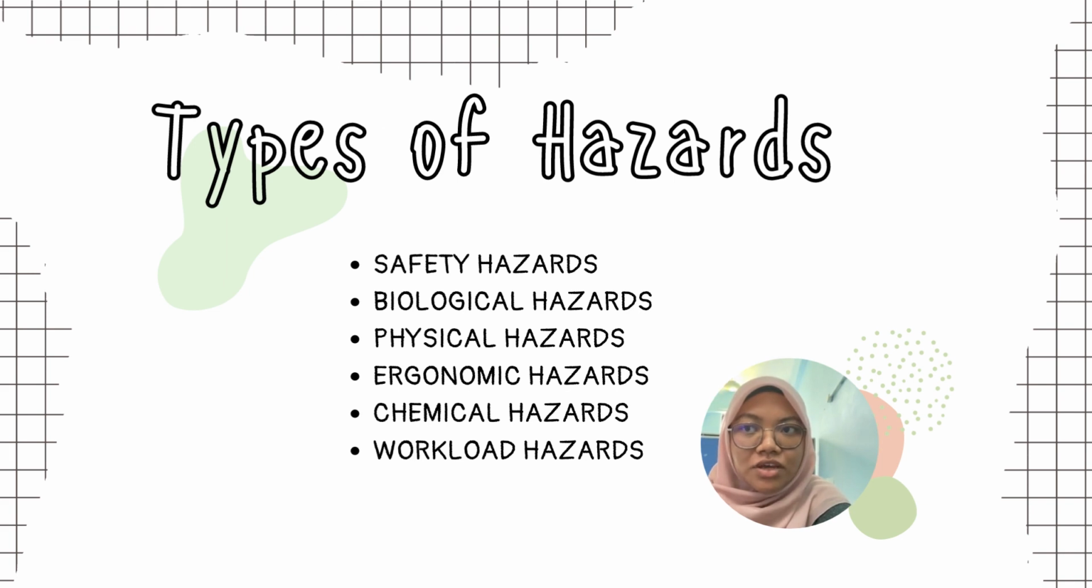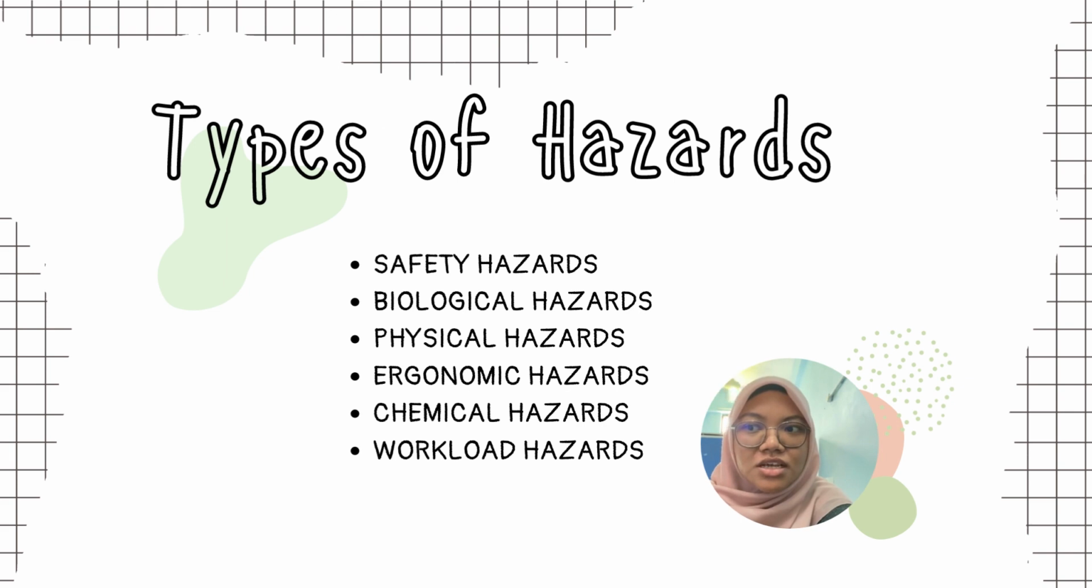There are six types of hazard. The first one is safety hazard. It can impact any workers, but it affects more those who are using machines and working at the construction site. The second is biological hazard, which can be dangerous for people who are working in hospitals or labs. The third one is physical hazard, which is the most risk for employees that are exposed to loud noise, radiation, sunlight, and UV rays.